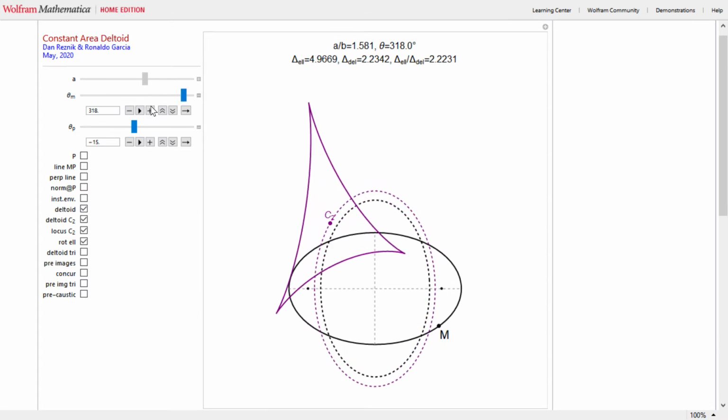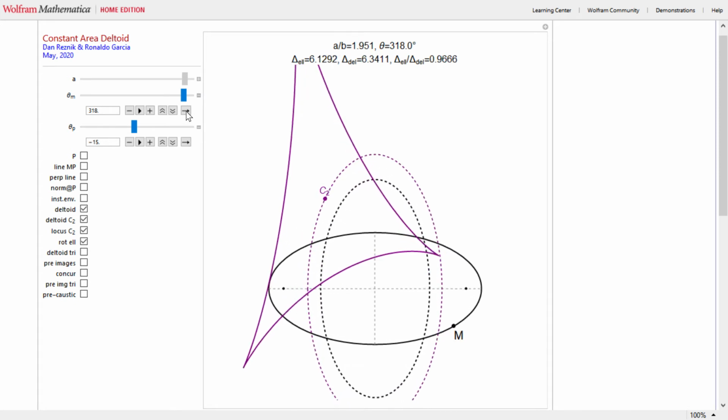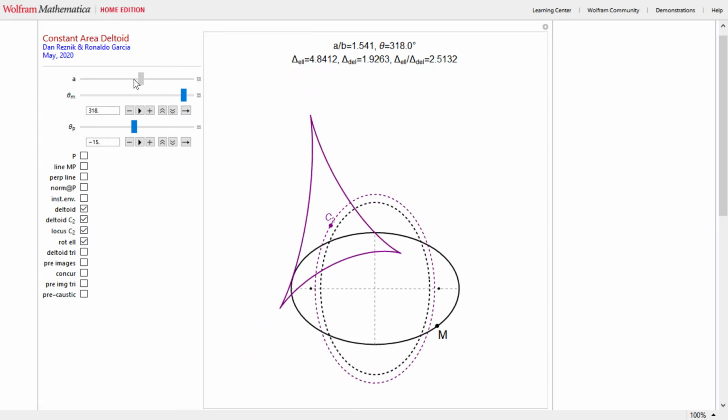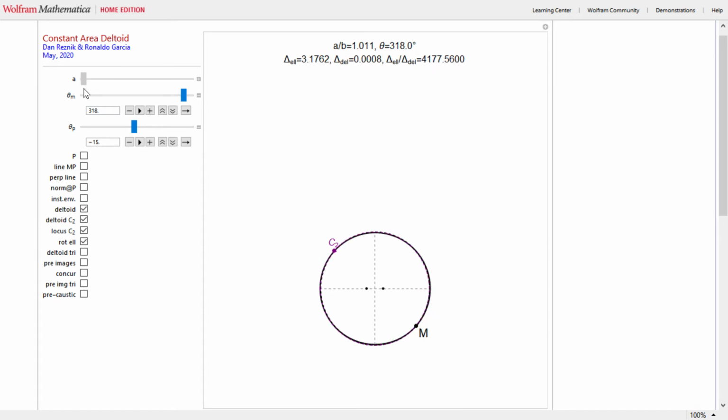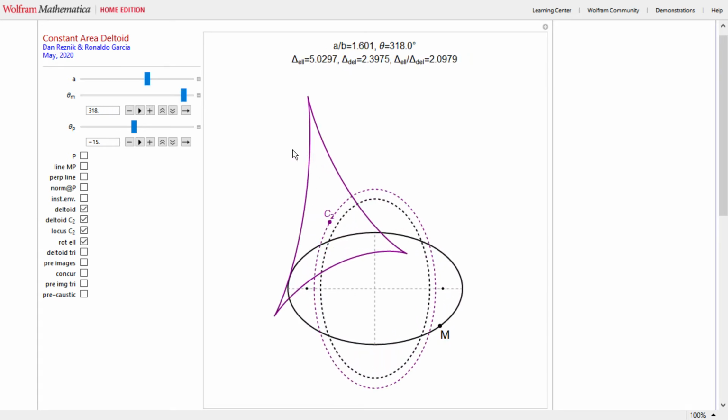those two curves approach each other, the locus, the dashed purple locus. As the ellipse becomes more and more eccentric, they are more distanced from one another, but as the ellipse approaches the circle, you get this phenomenon. Okay, now let me go back to the area of this deltoid, because I forgot to mention a very interesting and pleasing phenomenon.